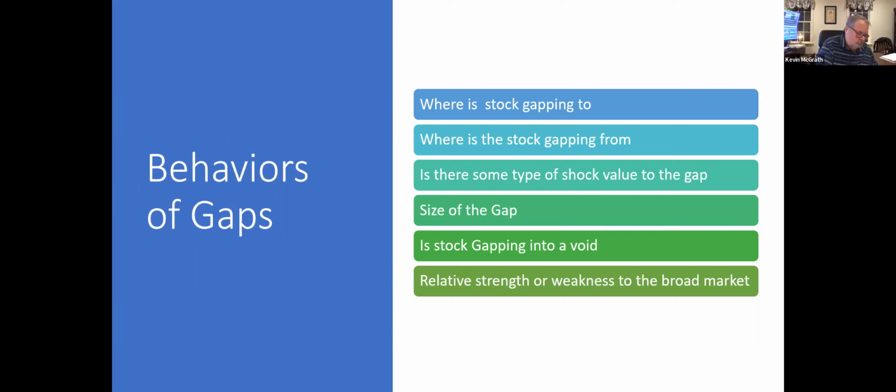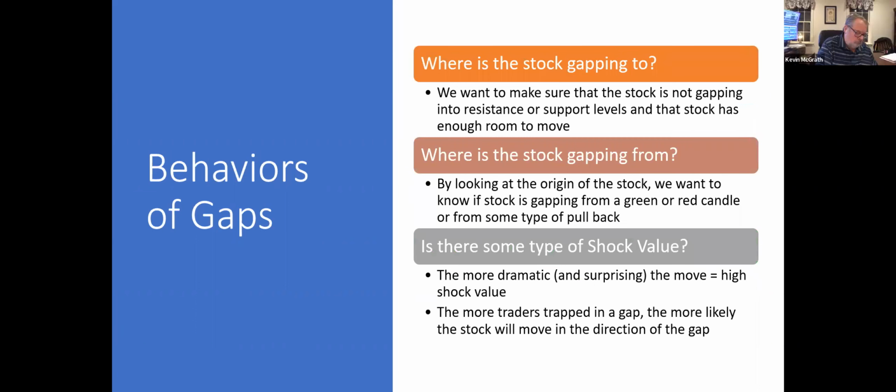And then the sixth item is relative strength or weakness to the broader market. And again, we'll go over all of these in detail. So the first point was, where is it gapping to?